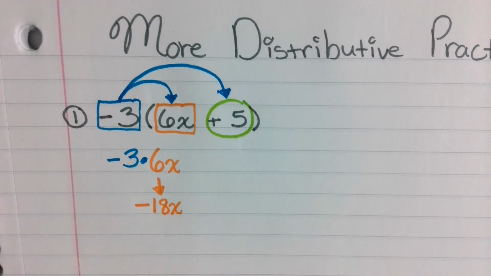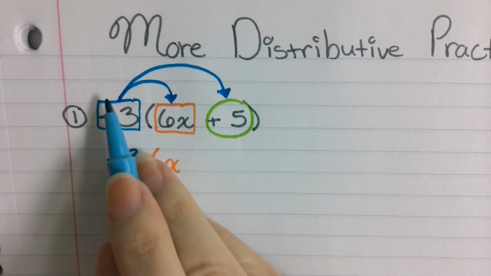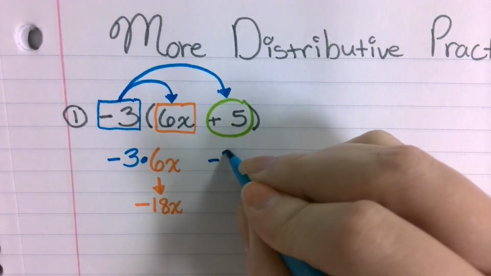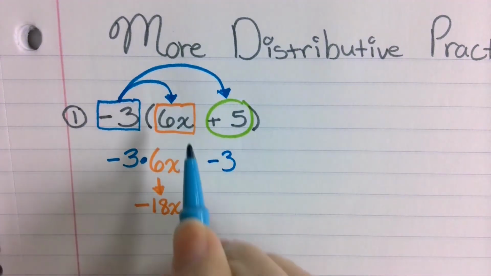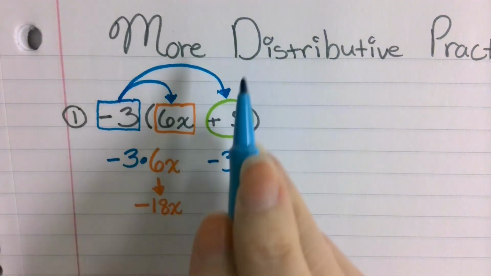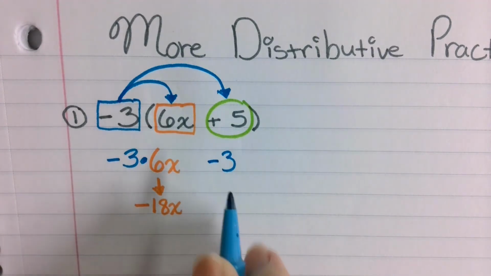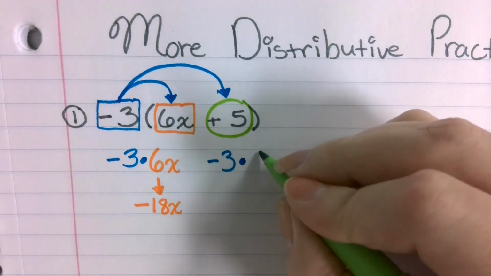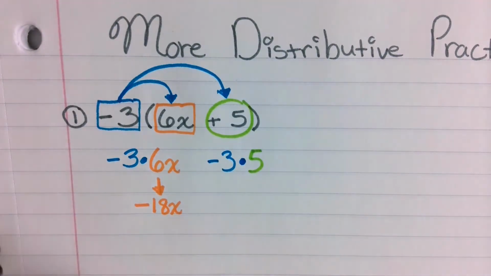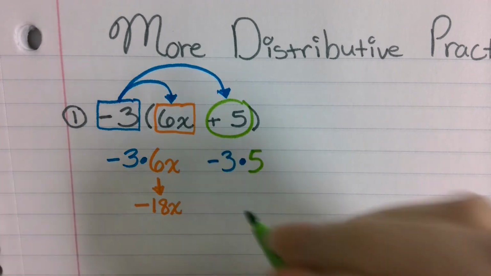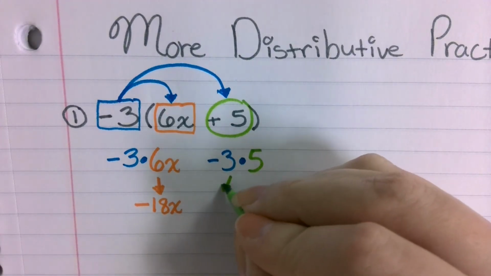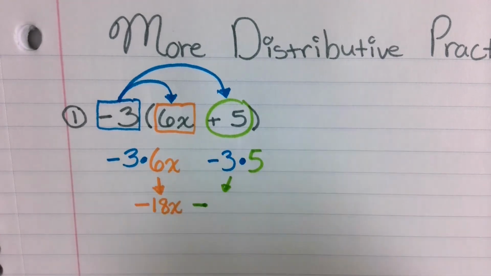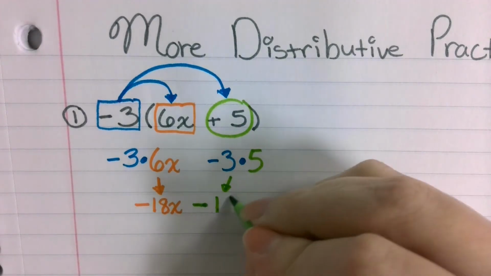Next, I'm going to distribute my -3 to the +5. One of the biggest mistakes that people make is they only distribute to the first number. You have to distribute to everything. So we're going to do -3 times a +5. When we do that, we're going to get a -15. So we're going to write that negative like it's a subtraction sign, and then the 15.